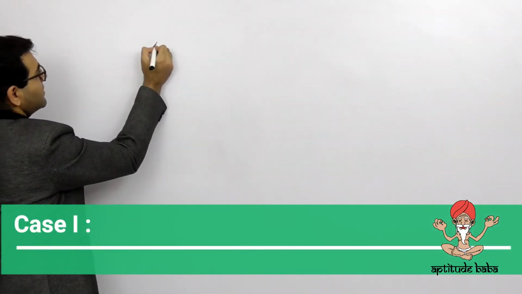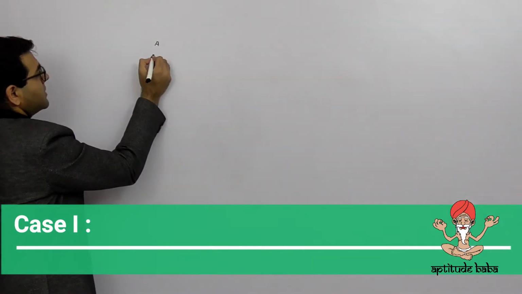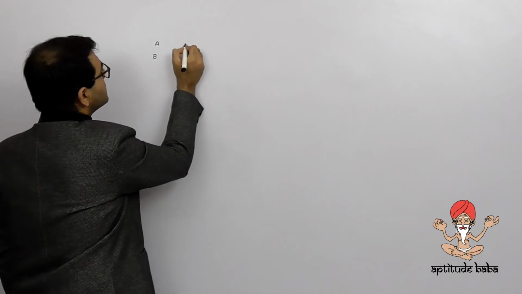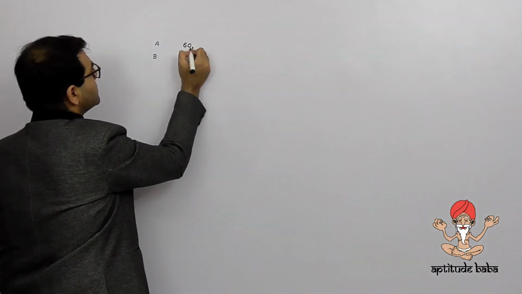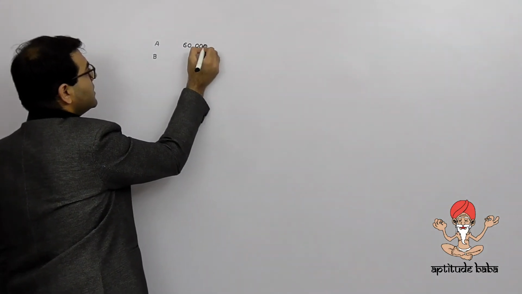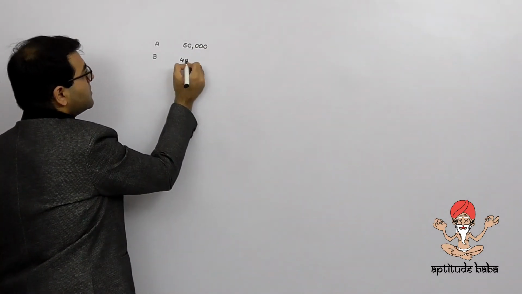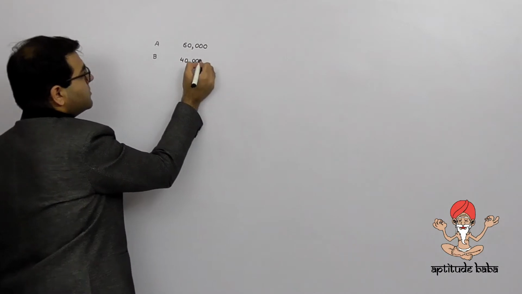For the first case, I'll assume that I have two persons running a business. So let's call them person A and person B. To start with, person A invested 60,000 rupees in the business. तो business को शुरू करने के लिए person A ने 60,000 रुपया business में invest किया. Person B ने 40,000 rupees business में invest किए.